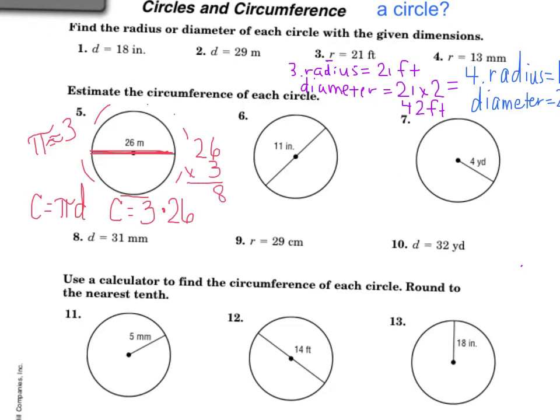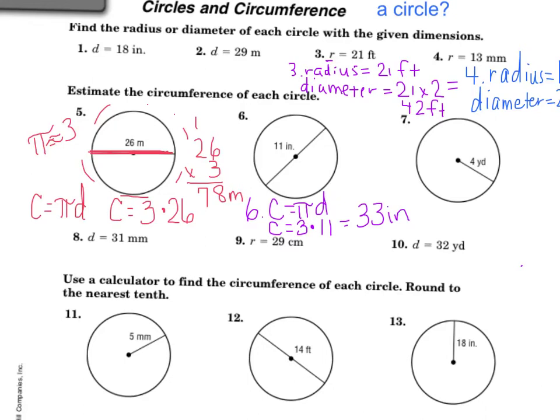Okay, do that on your paper. You can pause it. You can copy mine. So it is about 78 meters all the way around that circle because it's 3 diameters. Okay, for number 6, circumference equals pi times diameter. What are we using for pi? We're using 3. So circumference is 3 times, and what is our diameter on this circle? 11. So that makes 33 inches around that circle.